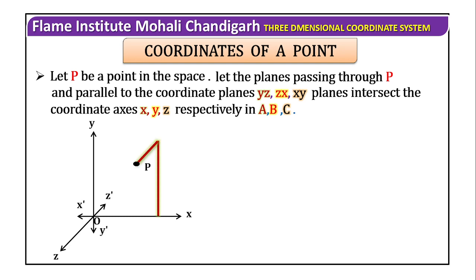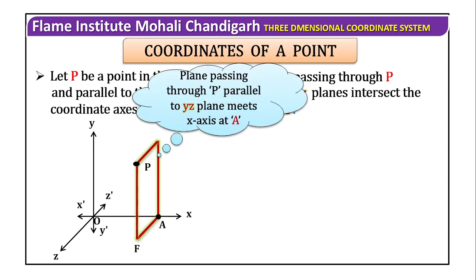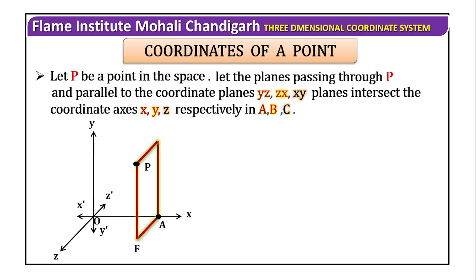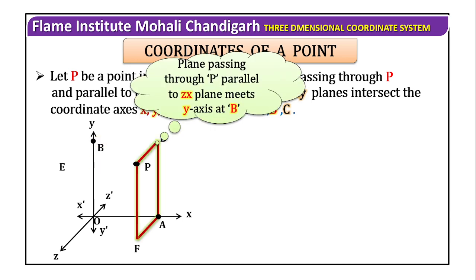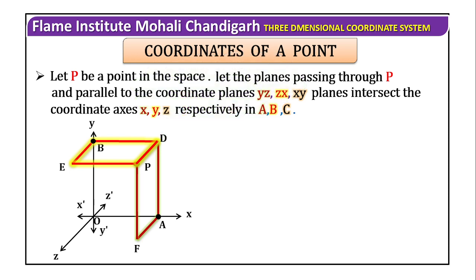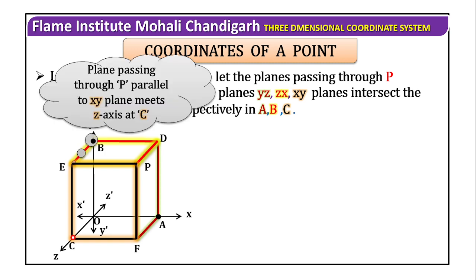Firstly, we take the plane which passes through P parallel to the yz plane and meets the x-axis at A. The next plane passes through the point P parallel to the zx plane and meets the y-axis at B. The next plane passes through P parallel to the xy plane and meets the z-axis at point C.